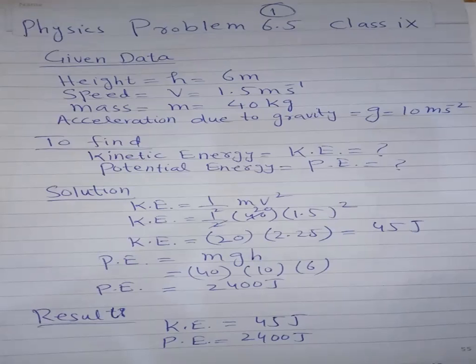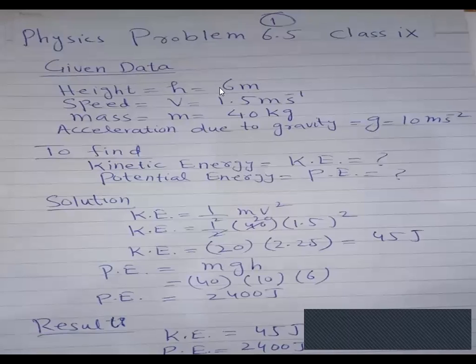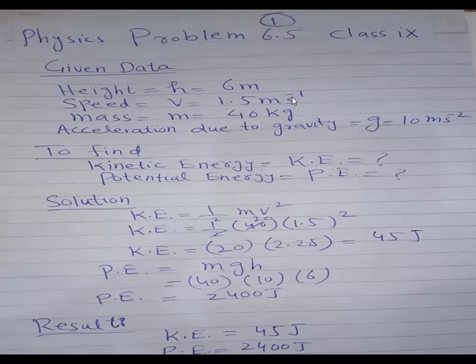First of all, we write the given data. The height is given to me, 6 meter, and the speed is 1.5 meter per second. Mass is denoted with small m, which is also given to me, 40 kilogram. And as you know, the value of acceleration due to gravity is g equal to 10 meter per second square.